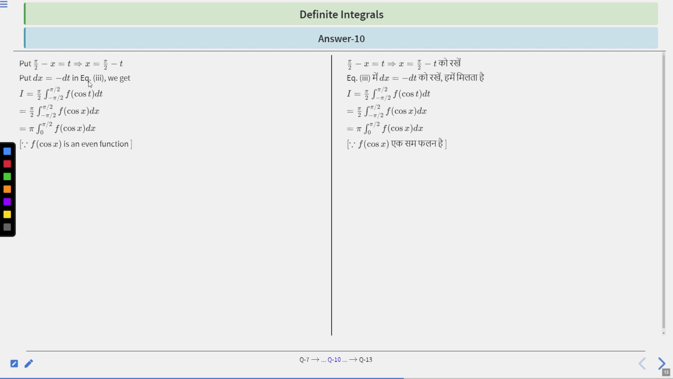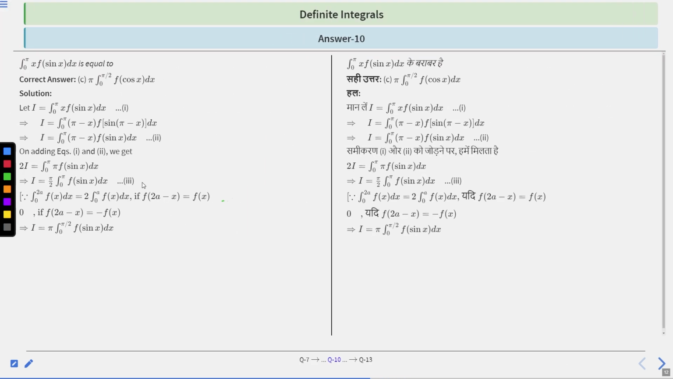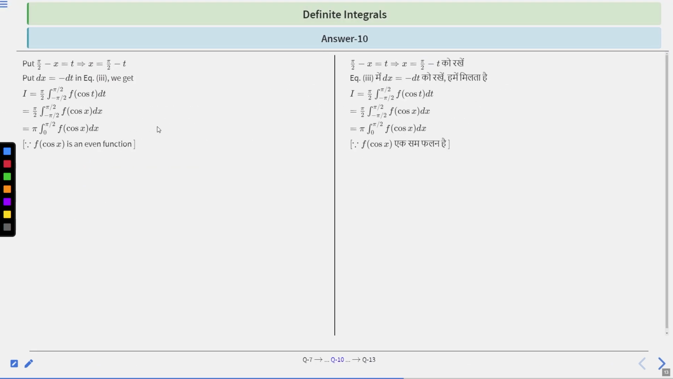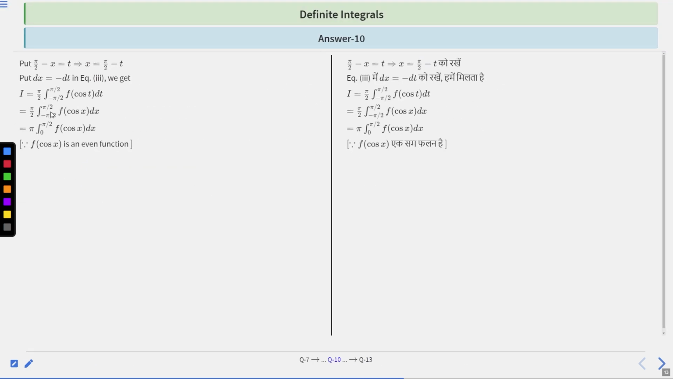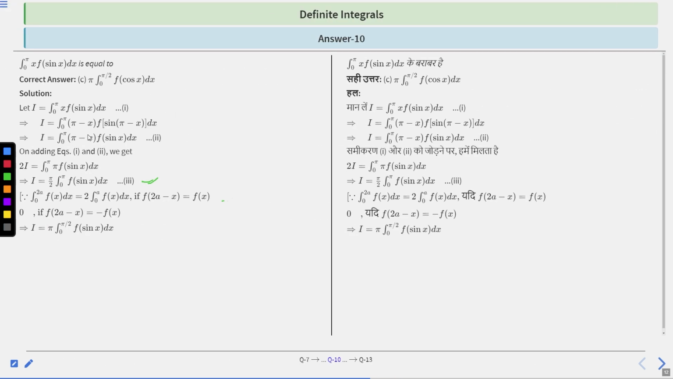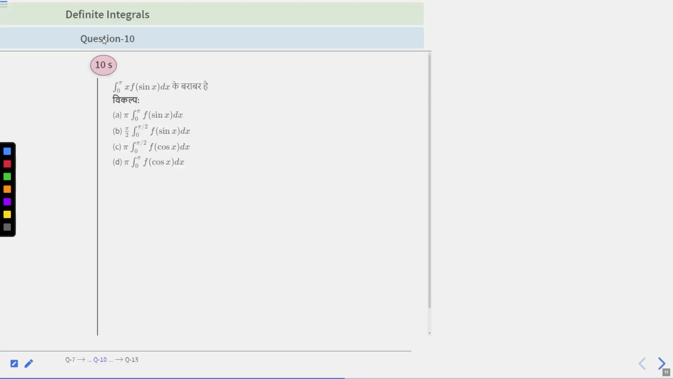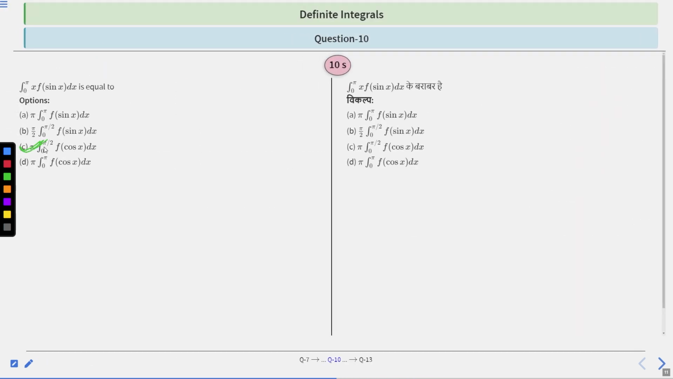Now let's put dx equal to minus dt in equation 3. Therefore, we will get I is equal to pi into integration of minus pi by 2 to pi by 2 f of cos t dt, which is I is equal to pi by 2 integration of minus pi by 2 to pi by 2 f of cos x dx. Since f of cos x is an even function, it can be written as pi into integral from 0 to pi by 2 of f of cos x dx. Clear? Therefore, option C is the right choice. Got it?